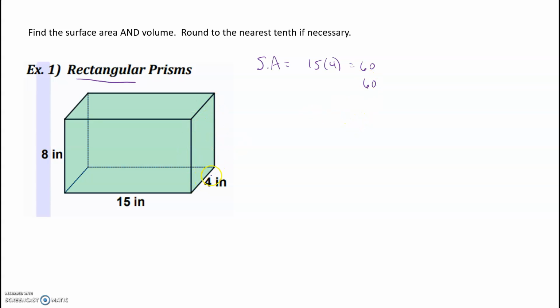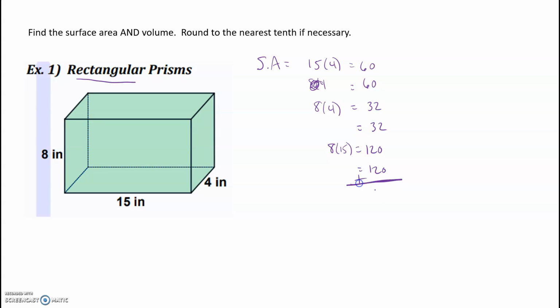Let's do the right side. So we have 4 by 8, so we have 8 times 4. 8 times 4 gets me 32. If the right is 32, then the left is 32, so we're going to add another 32. And then we have to do the front. So 8 by 15, 8 times 15 gets me that the front is 120, and we also know the back is 120.